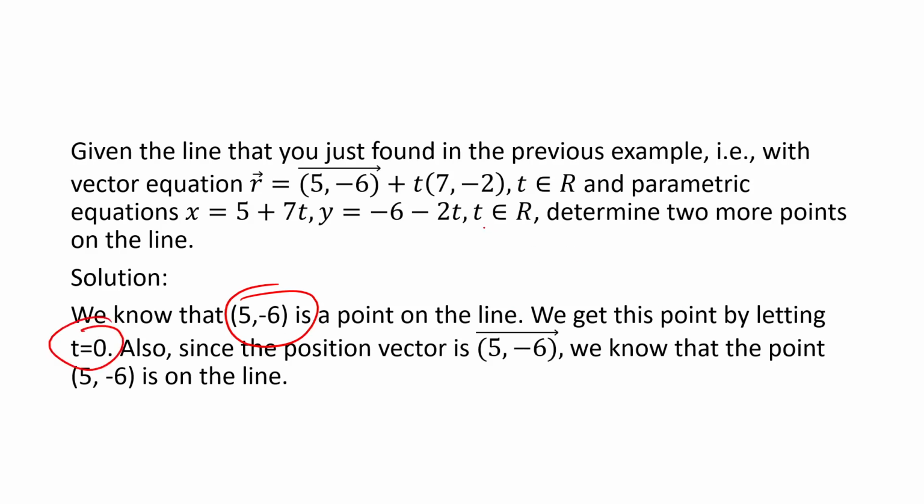How do we know t can equal 0? Well, t can be any real number. It says so right there. t is an element of the reals. So we can let t equal 0. And if you let t equal 0, x will be 5 + 7 times 0, which is 5, and y will be -6 - 2 times 0, which is -6. And so that would tell us that the point (5, -6) is definitely one of the points on the line. Okay.